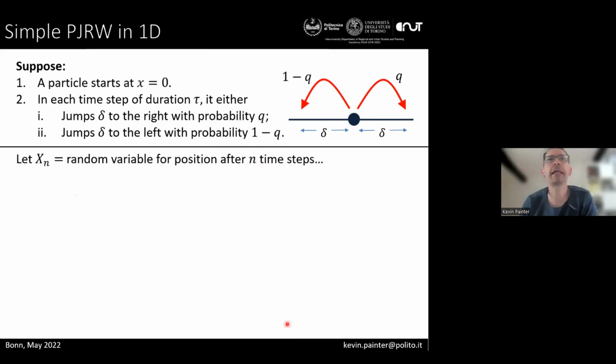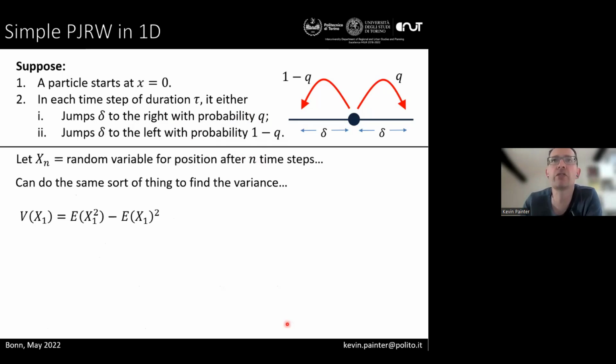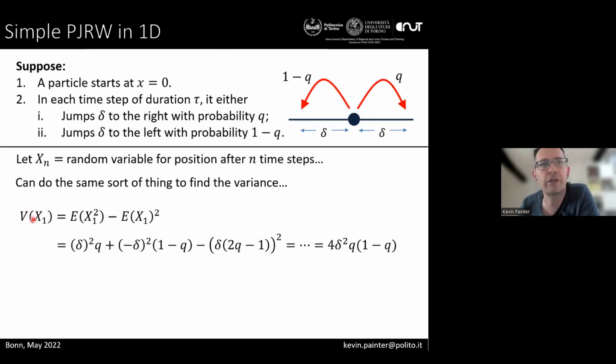Okay. Now, we can also do these calculations for the variance. Again, it's slightly more complicated, but these are all still very trivial calculations. We just compute using the standard formula for the variance. You can compute that after the first time step. You can compute a formula for the variance, which will be 4 delta squared q(1 minus q). You can use induction again to compute the variance after n time steps, and you get a formula such as this.